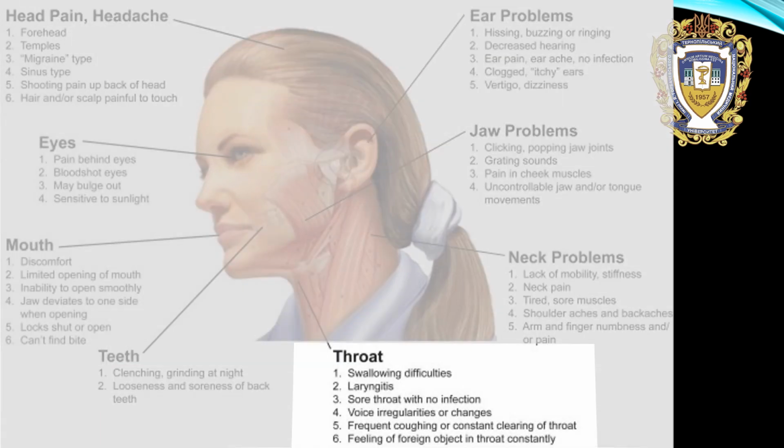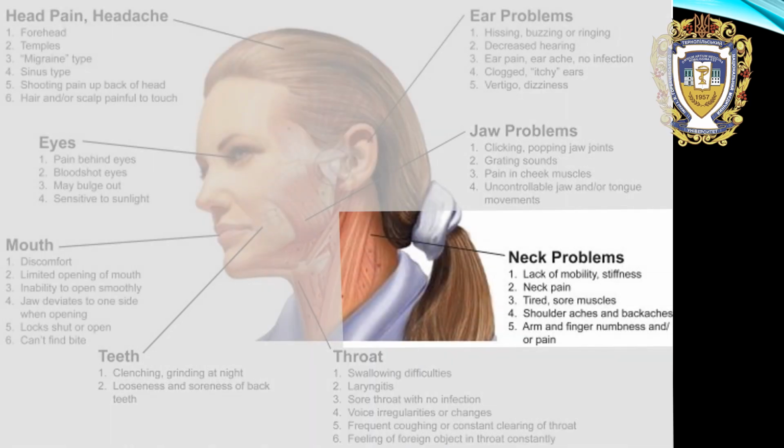Throat, swallowing difficulties, laryngitis, sore throat with no infection, voice irregularities or changes, frequent coughing or constant clearing of throat, feeling of foreign objects in throat constantly. Neck problems, lack of mobility, stiffness, neck pain, tight, sore muscles, shoulder aches and back aches, arm and finger numbness and or pain.